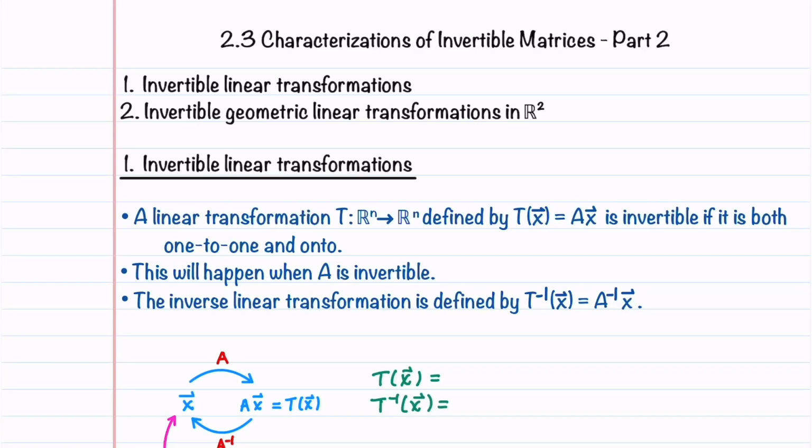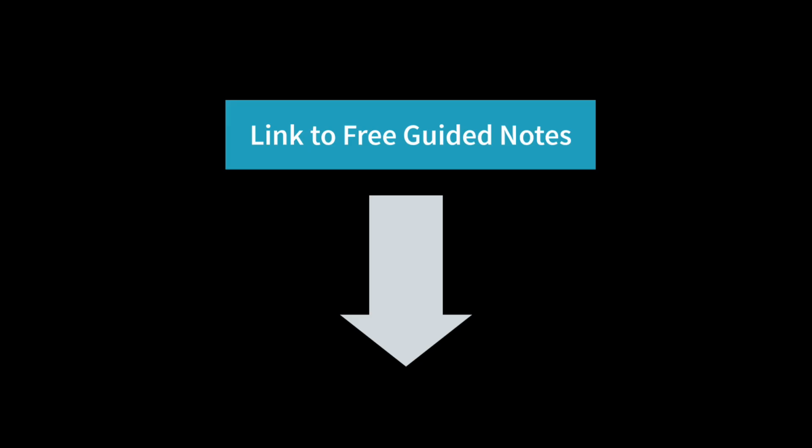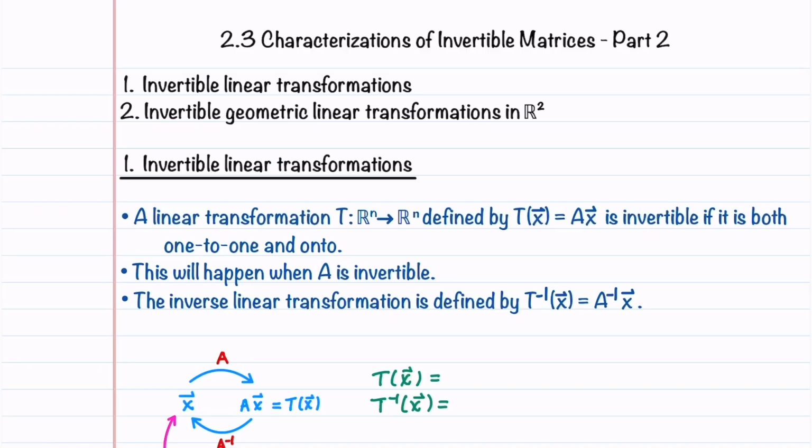This video is part of a series of videos on linear algebra and its applications and covers section 2.3, part 2 on inverse linear transformations. We'll go over the formula for finding an inverse linear transformation and walk through some example problems to see if an inverse linear transformation exists, and if it does, what it does geometrically to a vector. Be sure to check out the link below for free guided notes that you can highlight and fill in as you watch this video. We'll begin by learning how an invertible linear transformation is defined.